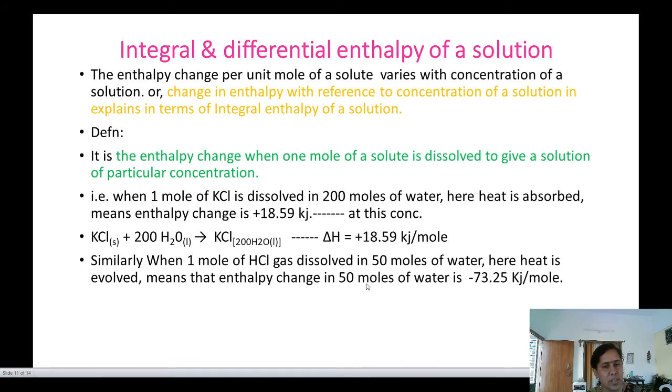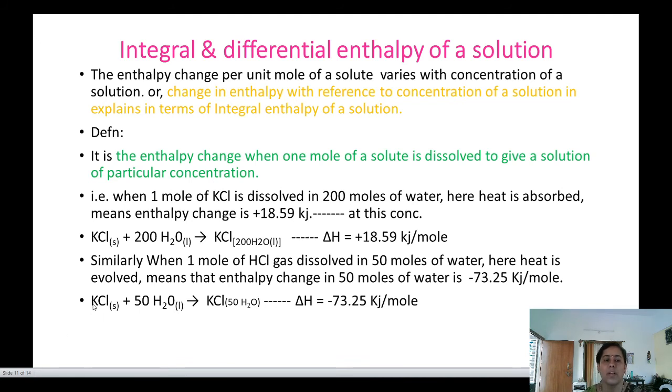The enthalpy change in 50 moles of water is for which kind of reaction? That is an exothermic reaction. Therefore, the delta H value is negative, and that is known as the integral enthalpy of solution, equal to minus 73.25.